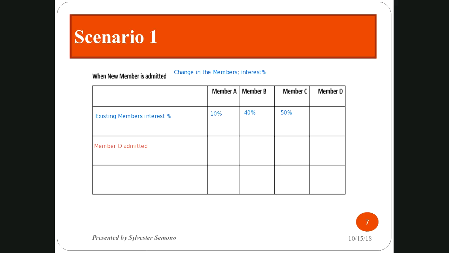This means that this 20% will come from the other members. So what we can do now is say 20% of 10. Remember, member A has 10. So 20% of 10, how much do you get? It is 2%. You must put it in brackets to show that you are taking it out of member A. Now 20% of 40.